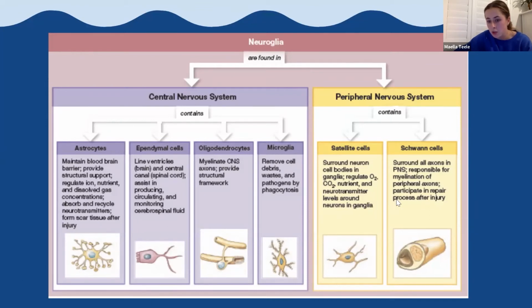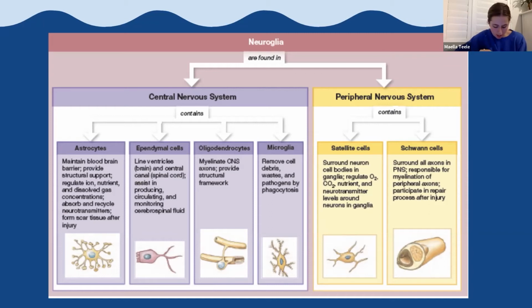So then we've also got Schwann cells, which surround all axons in the PNS, and they're responsible for the myelination of peripheral axons. So they're very important because they can increase the speed at which nerve impulses can be transmitted.